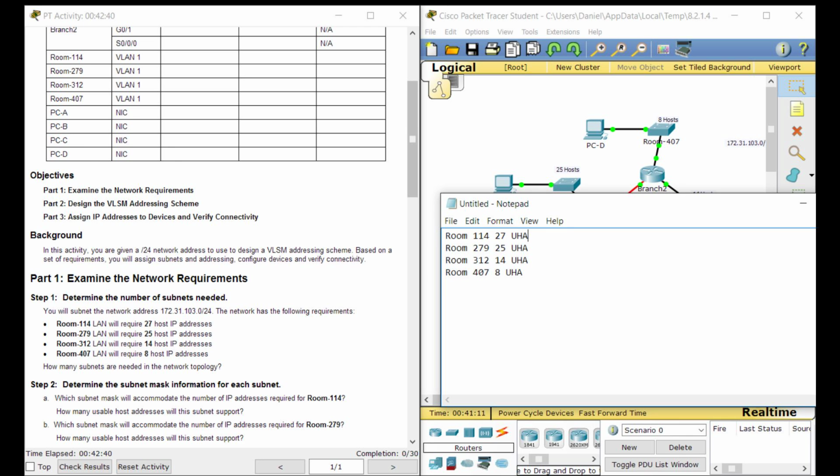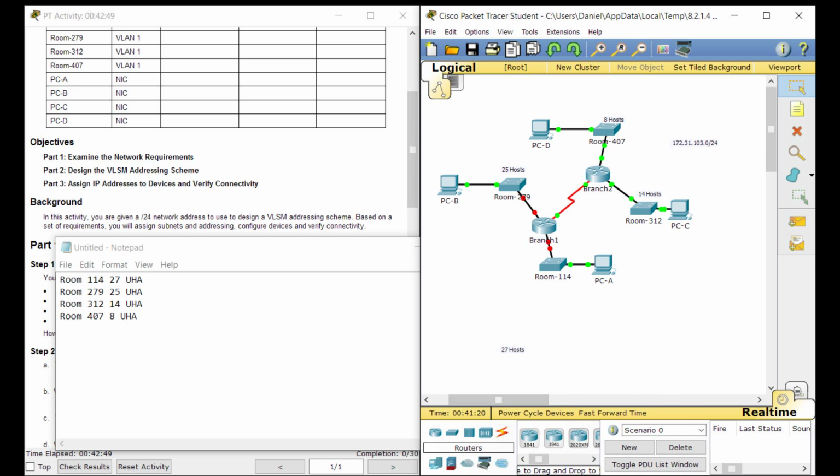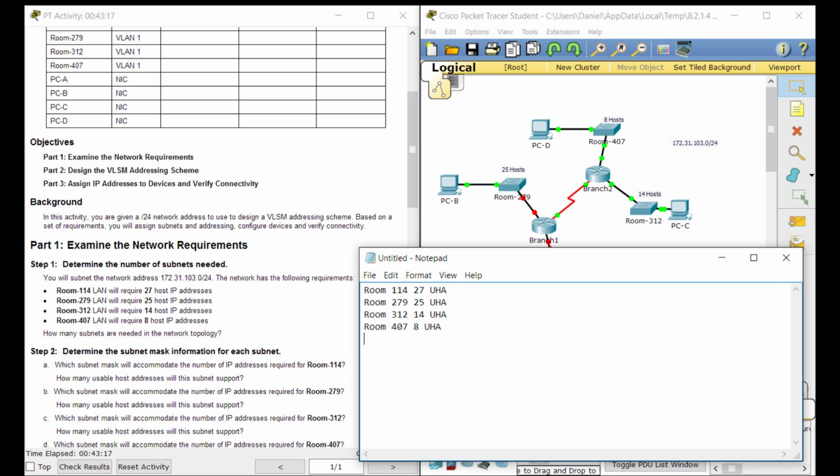Alright, so our next step, determining how many subnets are needed in a network topology. Looking at this, we can see that this 27 is way out of place. Thank you so much, Cisco. But we have 1, 2, 3, and 4 networks, plus an additional 5th between these two routers. So let's go ahead and put that down.